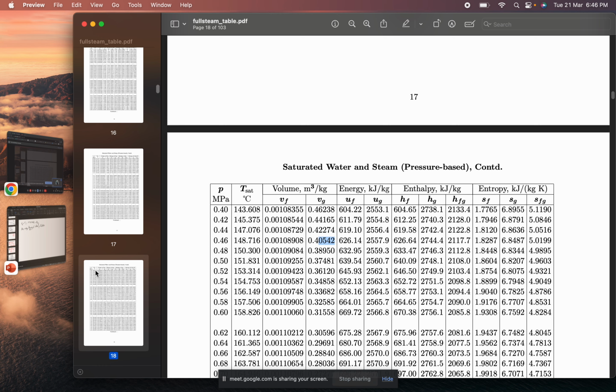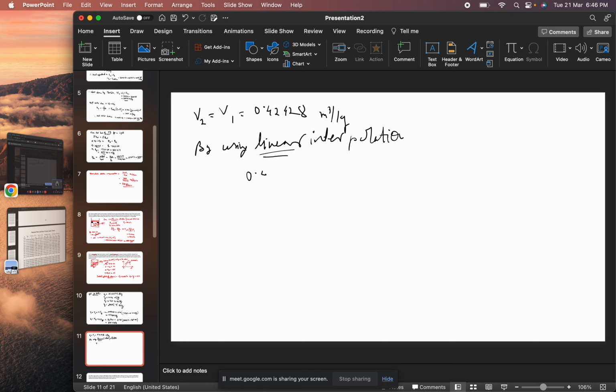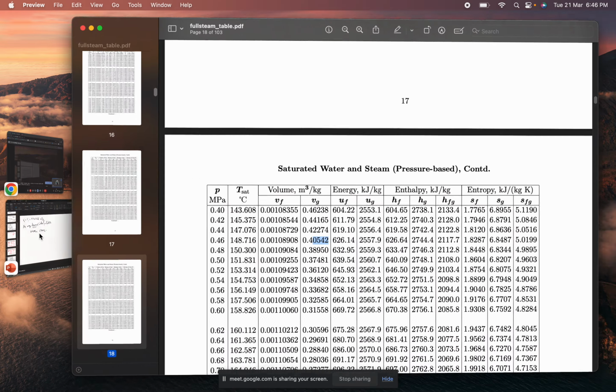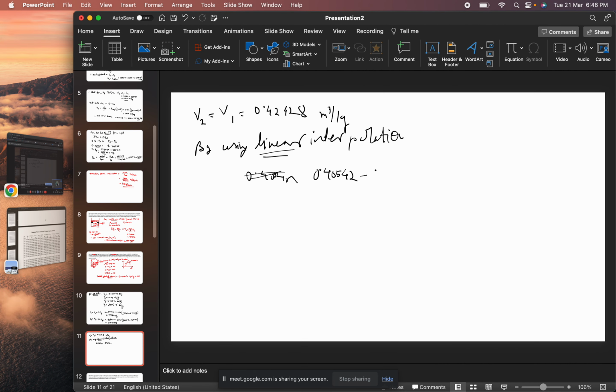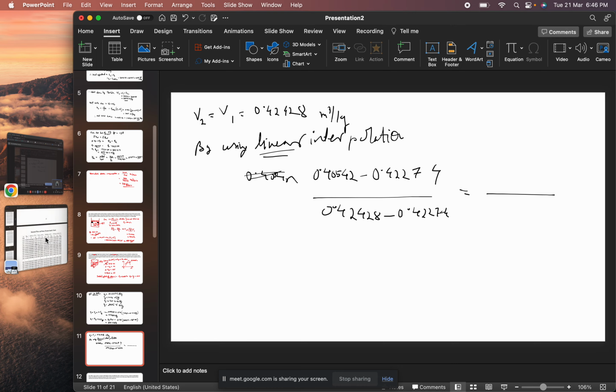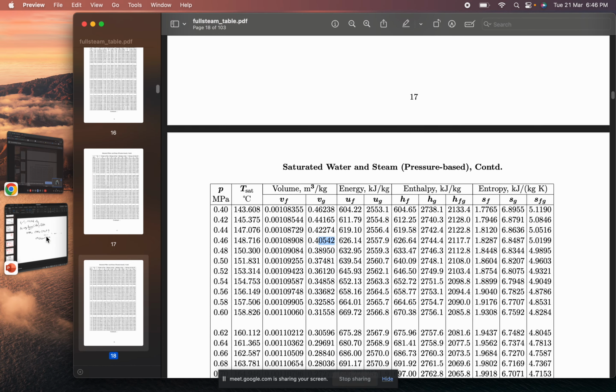We'll basically do this: 0.40542 minus 0.42274, then what we require, 0.42428 minus 0.42274, and here I will do the corresponding UG values.